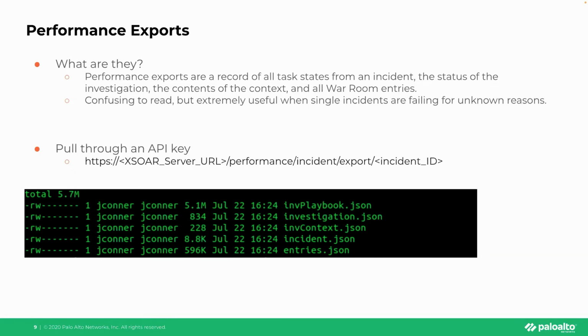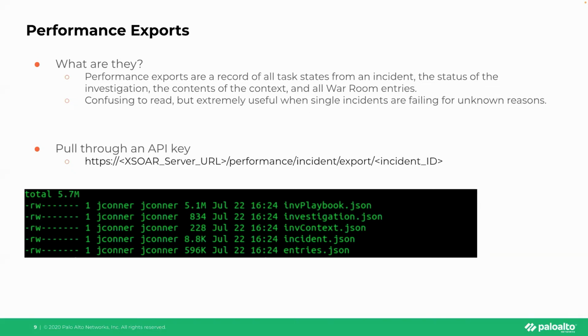A performance export is an API call that you can make that will download basically a history file of all of the states of the tasks that are in that particular incident. It will download what the investigation context is, what the war room entries are, et cetera. It's actually quite confusing to read, and so for most clients, I wouldn't necessarily recommend delving into it.